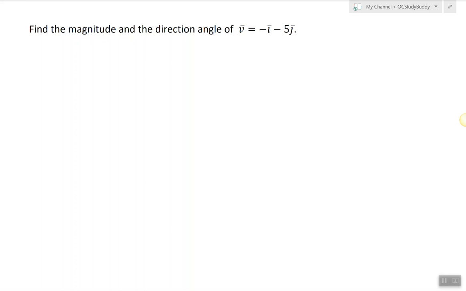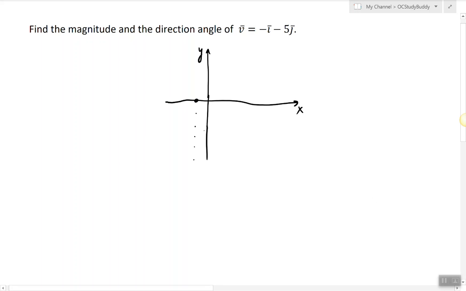In this video, I will show how to find the magnitude and the direction angle of a vector given in algebraic form. So we can quickly sketch this vector just to understand what it is that we're looking for. Negative i means it's going -1 in the horizontal direction, and negative 5j means it's going down 5 in the vertical direction. So 1, 2, 3, 4, 5. So this is the vector that we're trying to find the magnitude of and the directional angle.